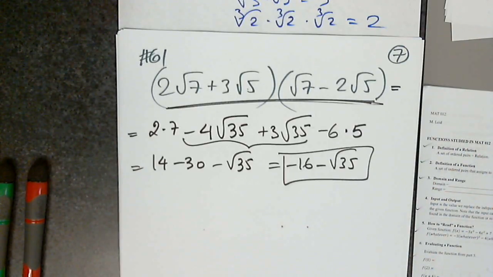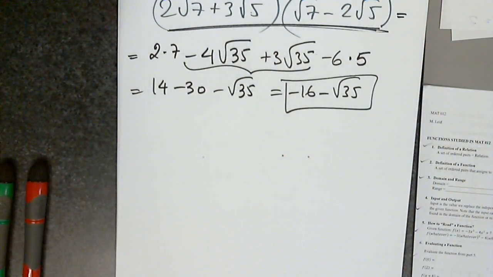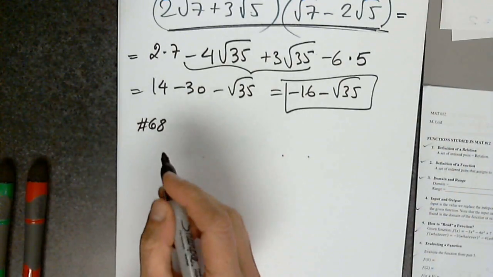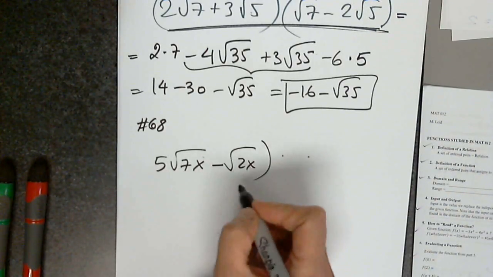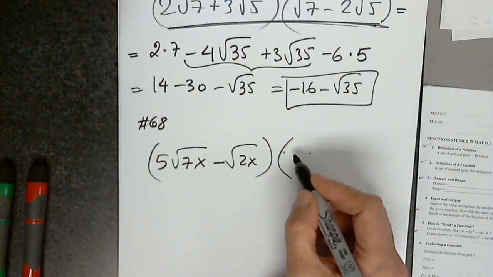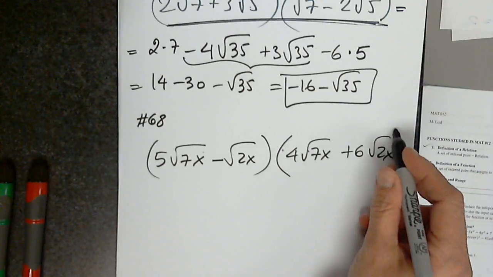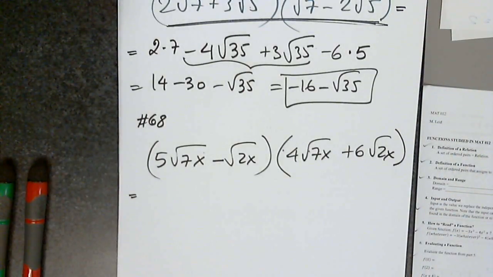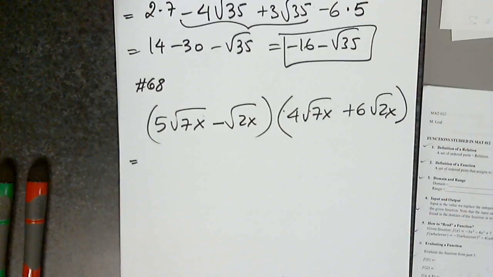Let's do one more. And then we're going back to our contract. Yes, that's why I discussed it from the very beginning. 5 the square root of 7x minus the square root of 2x multiplied by 4 the square root of 7x plus 6 the square root of 2x. This is a little bit more involving because it has x in it. So let's give it a shot. 1 minute. And remember the result. And we assume everything positive.